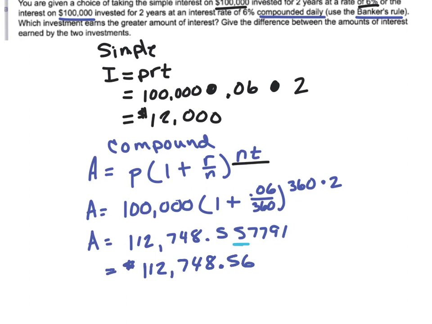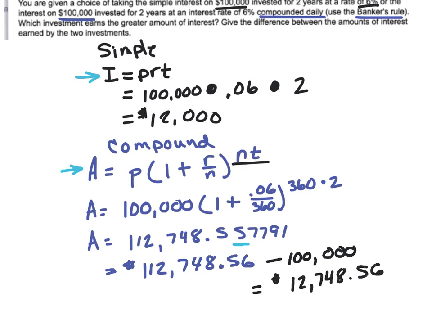Now remember that compound interest question does include the original $100,000. That's why the compound interest formula is A equals, which stands for the amount that you have, versus I equals, which is just the interest. So now that I know that I would have $112,000 here at the end, I'm going to subtract out the original $100,000, which means using compound interest, I've earned $12,748.56.